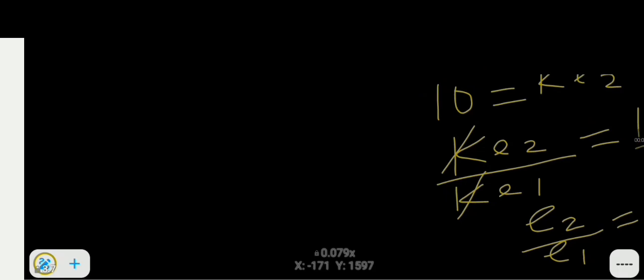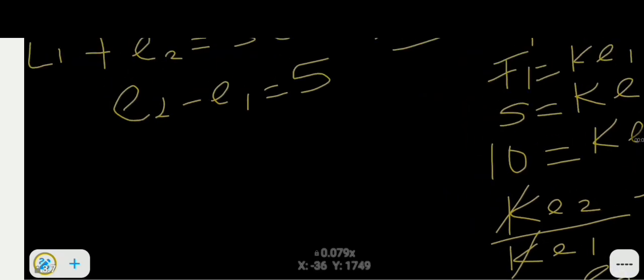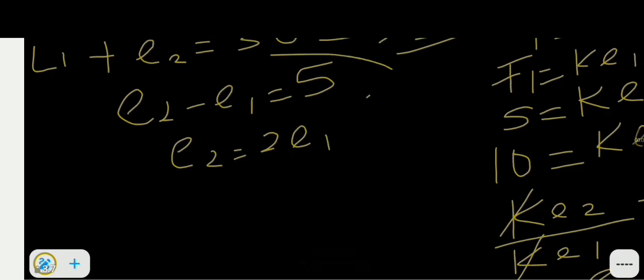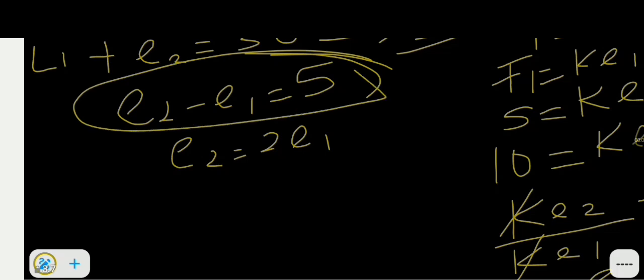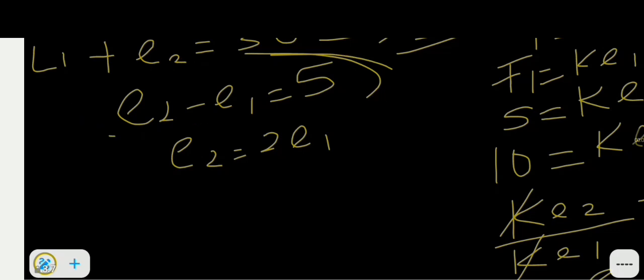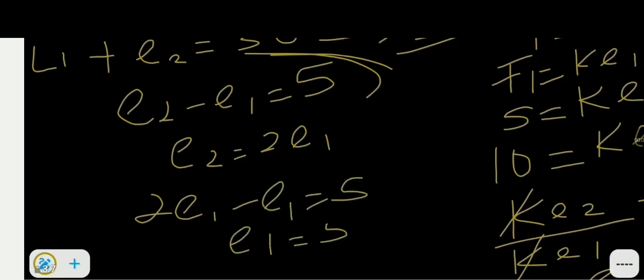Come to this place back. E2 is equal to 2E1. So anywhere you see E2, just write 2E1 there. So come and substitute it into this equation here. Instead of writing E2 here, just write 2E1, because E2 is equal to 2E1. So you have 2E1 minus E1 is equals to 5. And here E1 is equals to 5. So that means the first extension is equals to 5 cm.